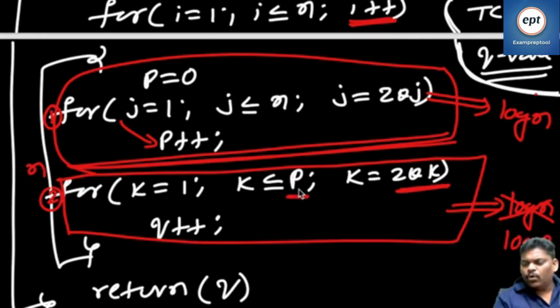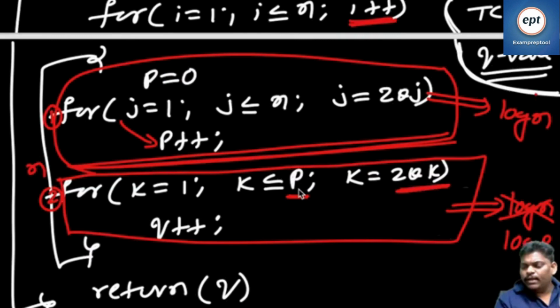So the outer loop is n times. Inside, there are 2 loops. The first loop is log n. The second loop is log p. If anyone says the second loop is log n, it is not log n, it is log p.